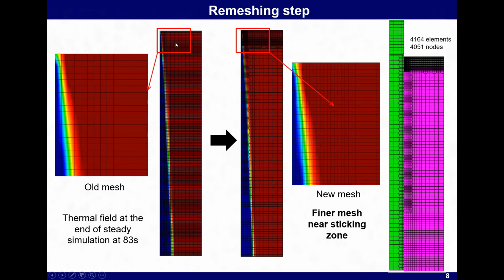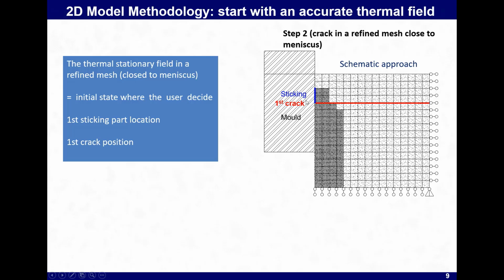So with such an approach we are not refined enough at the top when the first crack happens, so there has been a remeshing step, and we are here with a refined mesh at the top. You can see here, to model the crack, we have first this part which will be stuck to the mold, so there will be no relative displacement anymore between the top here and the mold. It is sticking on the mold.